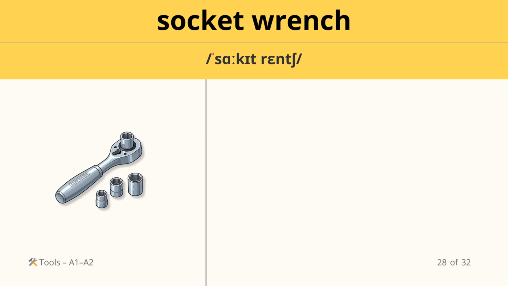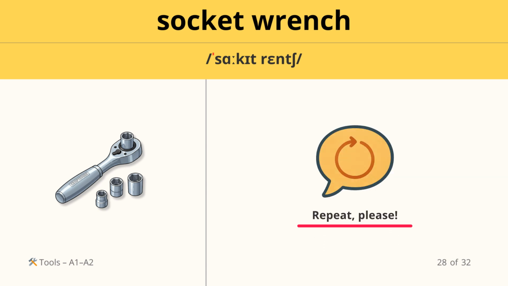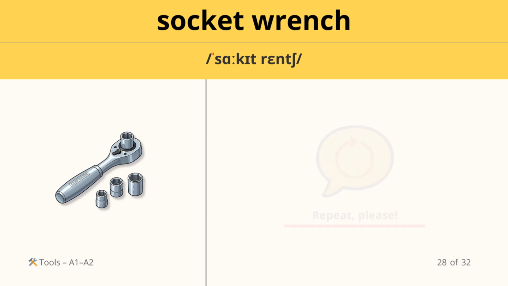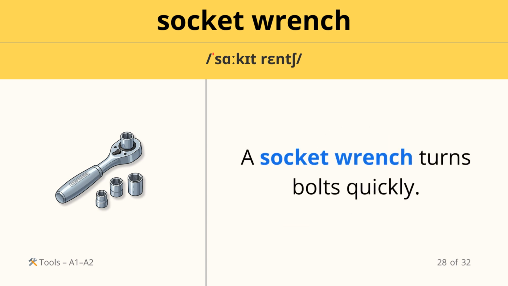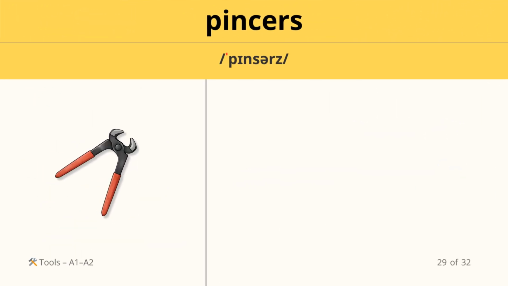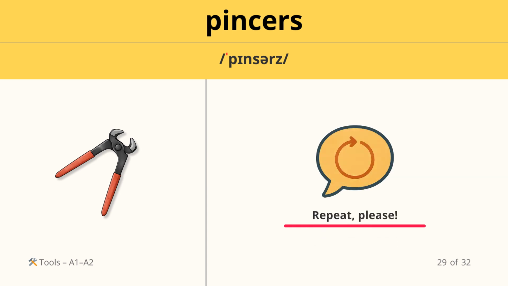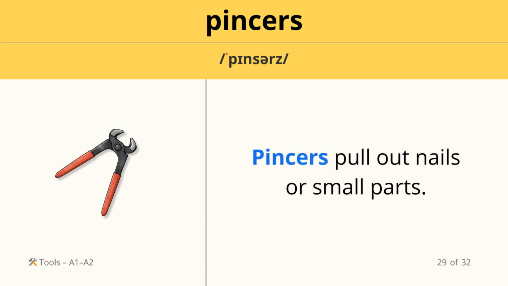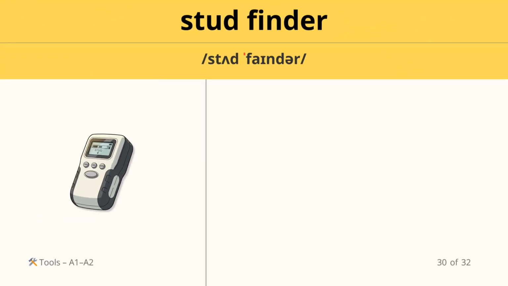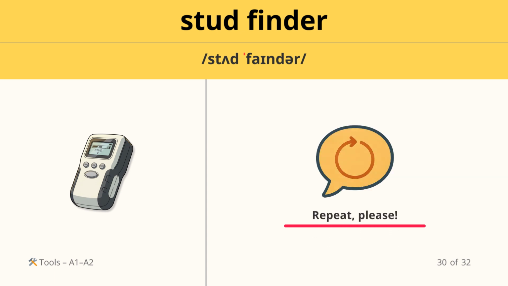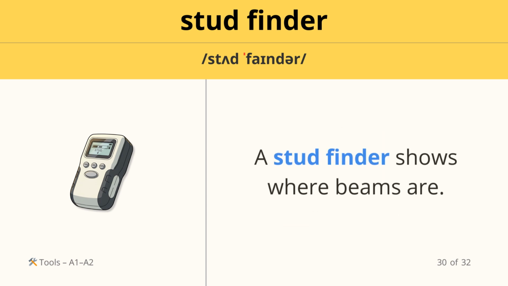Socket wrench. A socket wrench turns bolts quickly. Socket wrench. Pincers. Pincers pull out nails or small parts. Pincers. Stud finder. A stud finder shows where beams are. Stud finder.